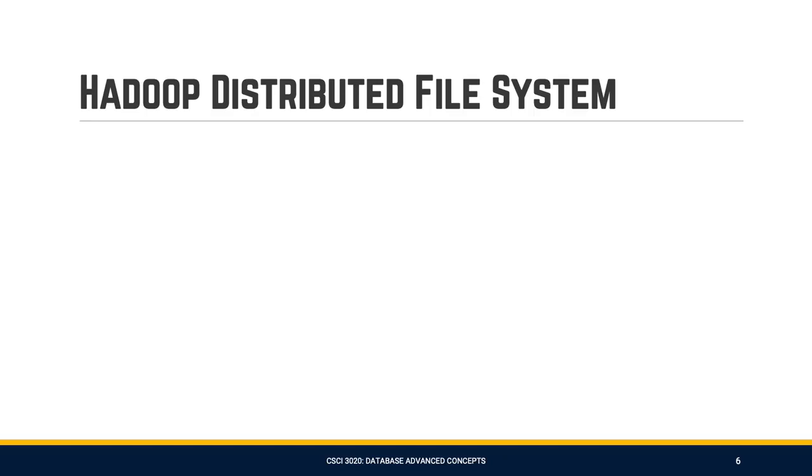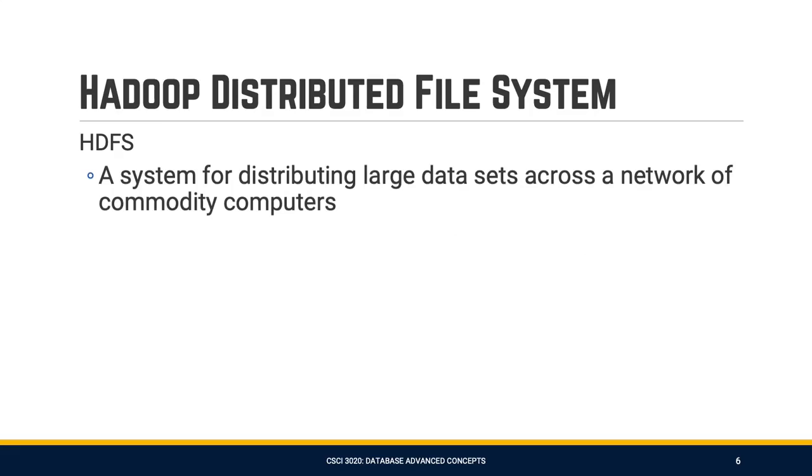So the Hadoop distributed file system, often shortened to HDFS, is very similar to the Google file system. It is a system for distributing large data sets across a network of commodity computers. And that's important because when Google came up with the Google file system idea, they were simply running commodity computers, just off-the-shelf computers that you could buy at your local store, and then using those as servers for their needs.